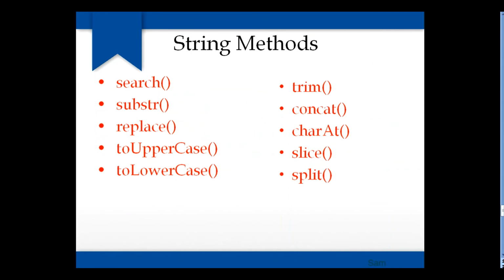These are the methods which we discussed in this video lesson. Search, the first one, searches for a given string. Substring extracts some substring. Replace replaces a substring with a new string. Then uppercase and lowercase, these two are used to change the case of a given string. Trim, unnecessary spaces are removed. Concat, joining two strings. charAt, at a given position it returns the character. Then slice extracts a string. Then the last one, split, splits a given string into a number of strings, an array of strings.